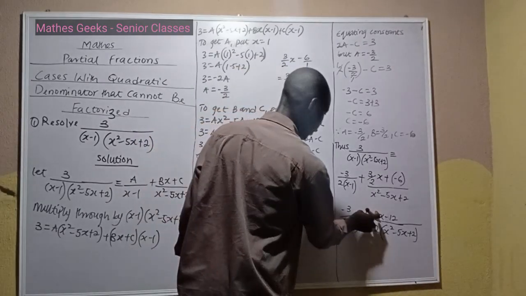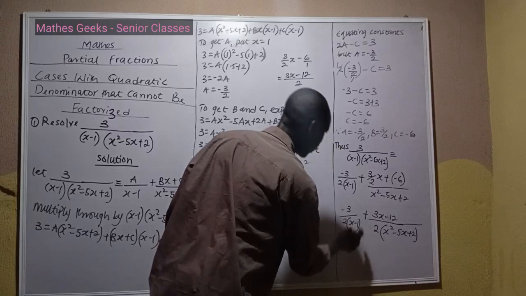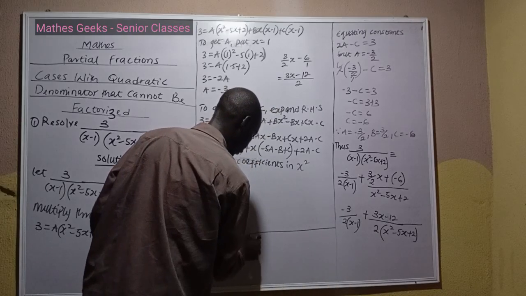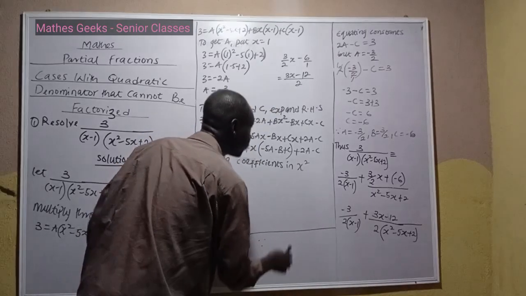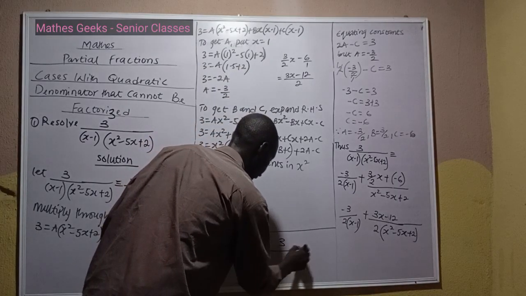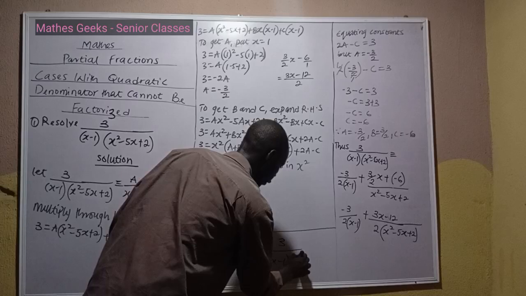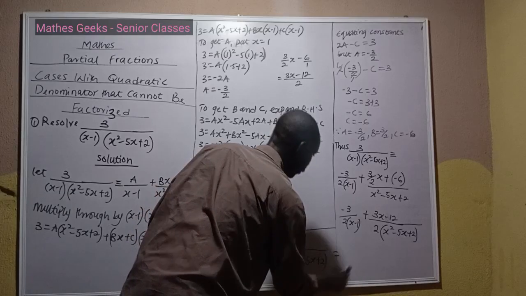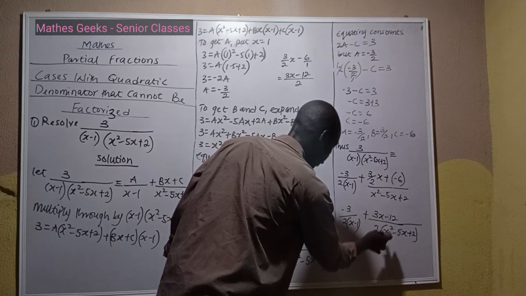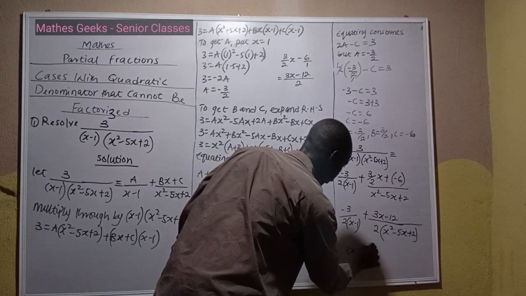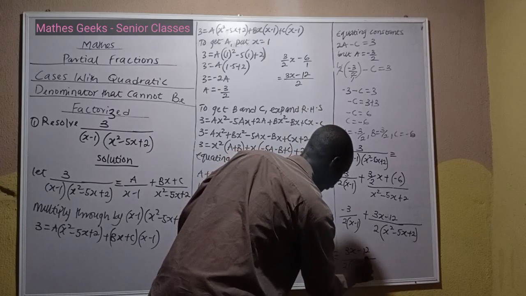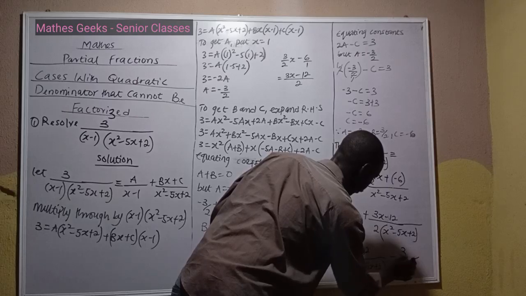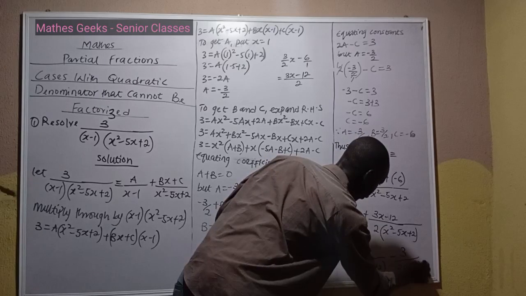Now finally, since this part is positive and this part is negative, we can rewrite it by saying that therefore 3 over x minus 1, x squared minus 5x plus 2 is equals to or identical to, we can start with this part, 3x minus 12 over 2 x squared minus 5x plus 2 minus 3 over 2 x minus 1.